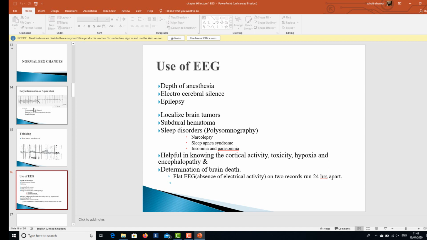electrocerebral silence, epilepsy, localized brain tumors, subdural hematoma, the sleep disorders, polysomnography, narcolepsy, sleep apnea syndrome, insomnia, parasomnia, helpful in knowing the cortical activity, the toxicity, hypoxia, encephalopathy, and determination of brain death. Flat electroencephalogram, absence of electrical activity on two records, run 24 hours apart.